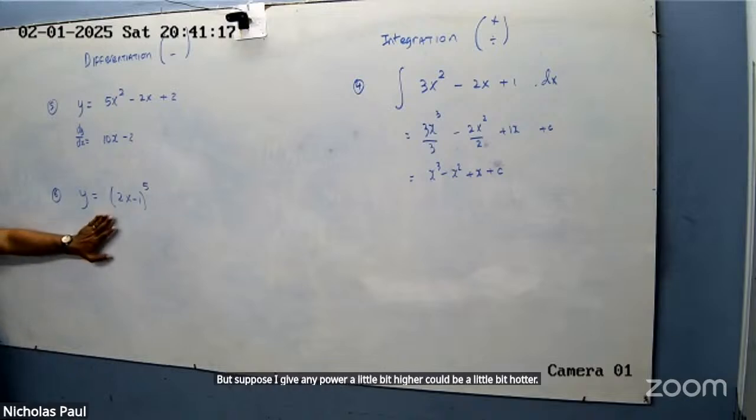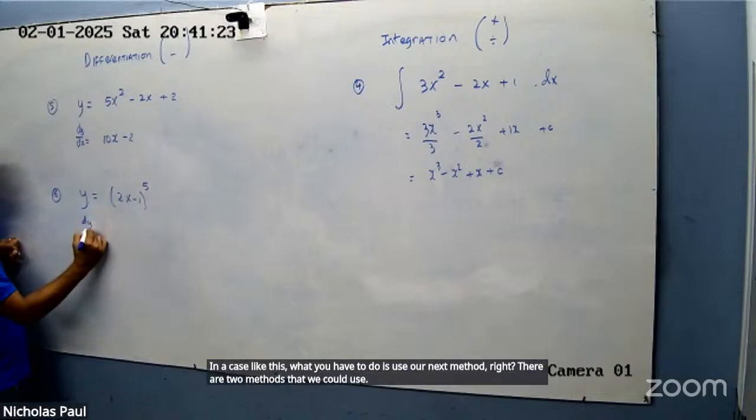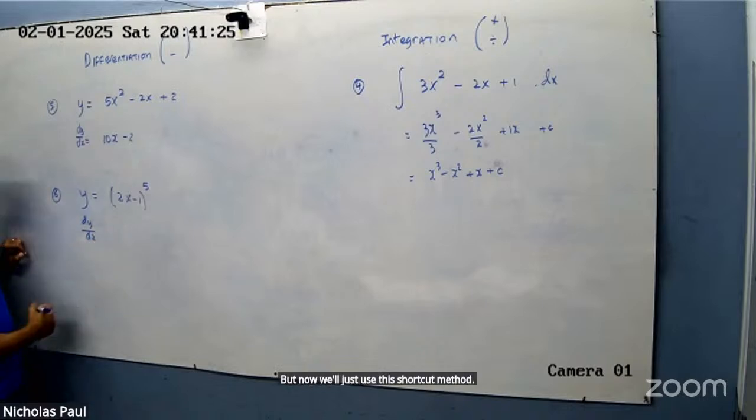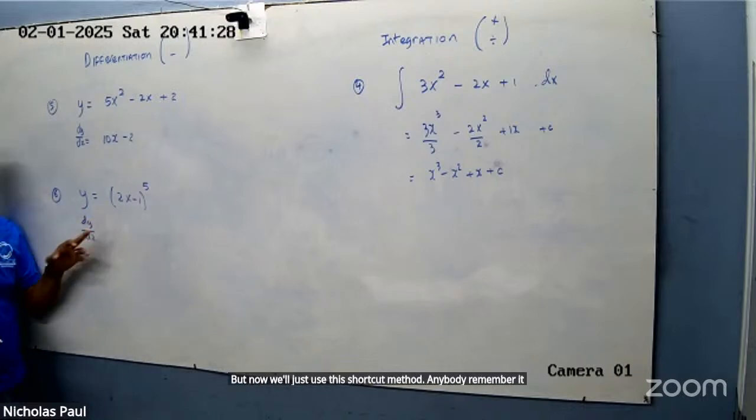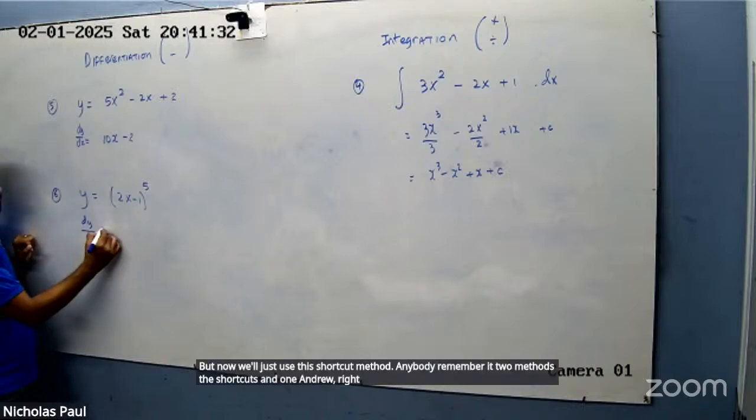So in a case like this, what you have to do is use the next method, right? There are two methods that we can use, right? For now, we'll just use the shortcut method. Anybody remember the two methods, the shortcut and what? Chain rule, right? And chain rule as well, right?